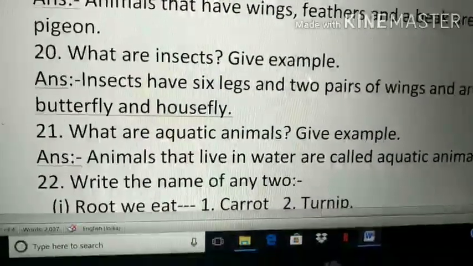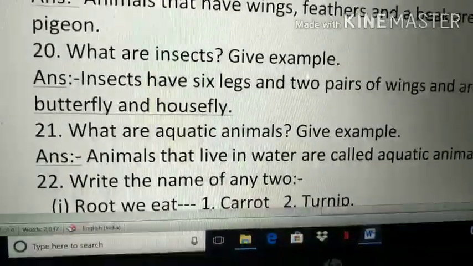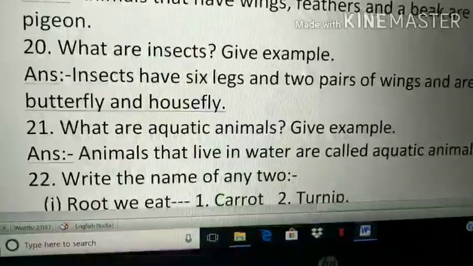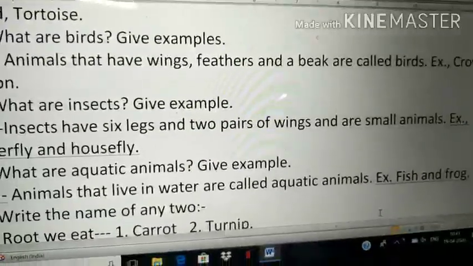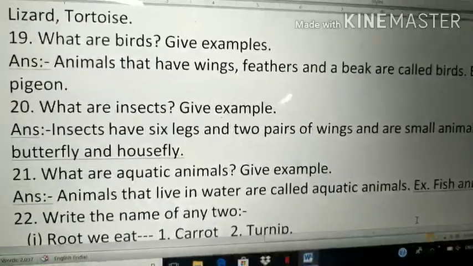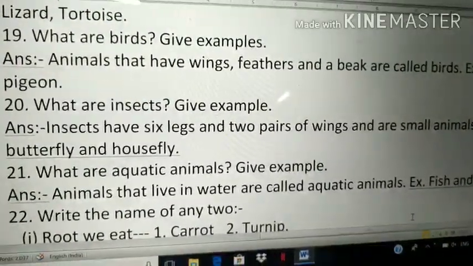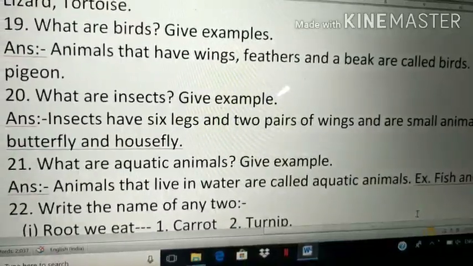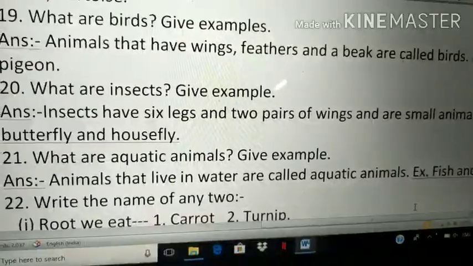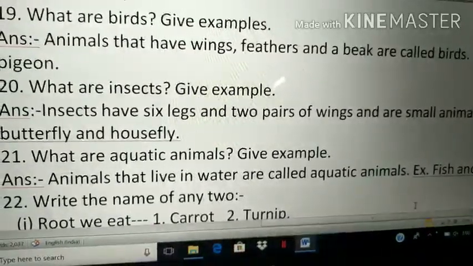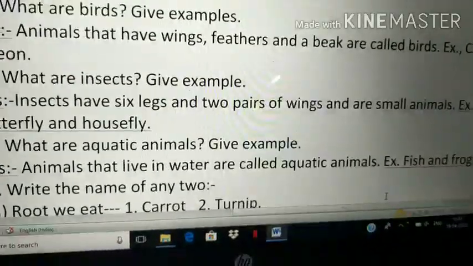What are insects? Give example. Insects have 6 legs and 2 pairs of wings and are small animals. Example, butterflies and housefly. What are aquatic animals? Give examples. Animals that live in water are called aquatic animals. Fish and frogs.